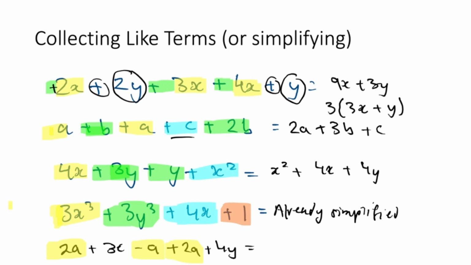Now you go on to the next one. You have 3c. That's a different term, and there are no other ones, so then you move on to the next one. Plus 4y. That's another term, and there are no other terms like that. So now you simplify. Plus 2a minus a will give you a, and then plus 2a again. So that will give you 3a. And then you can do the rest. Plus 3c plus 4y.